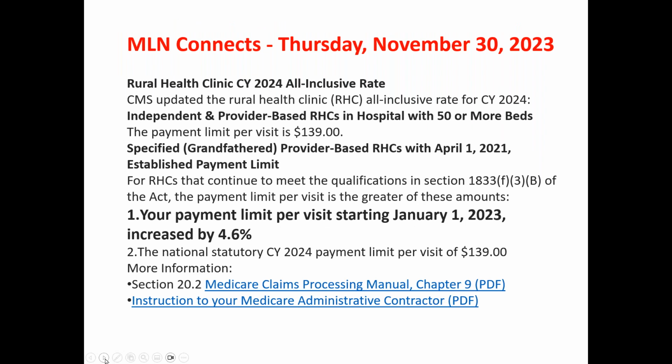Also, this came out today. For you guys that are provider-based RHCs, your cap is going to go up by 4.6%. So a little bit higher inflation factor than we normally see because we have a little bit higher inflation than we used to. So still not what your true inflation is. They still sort of fudge on the numbers, but that is a nice increase for you guys, for your grandfathered RHCs. For your independent RHCs, our rate is going to go up by a statutory mandated $13 per visit. So it's going to go from $126 to $139 next year.